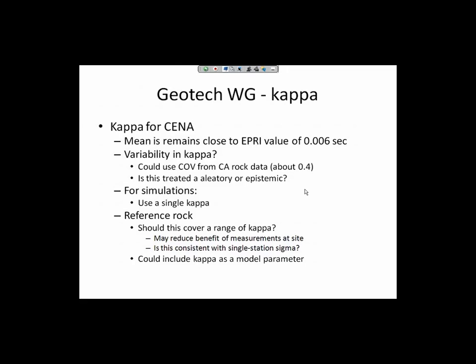This is probably a data need that we need to include, that we go back and look at, even for the eastern U.S. sites, and see if we can see what the variability of Kappa would be. Yeah, just a quick comment. It wouldn't surprise me that the variability would increase as Kappa decreased. That seems to also be the case in the uncertainty in VS30 that we developed for NGA West, that as VS30 increased, the sigma, the variability, increased.